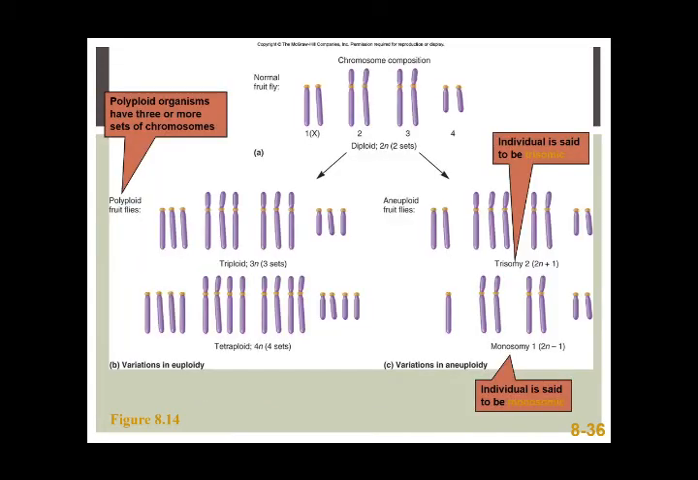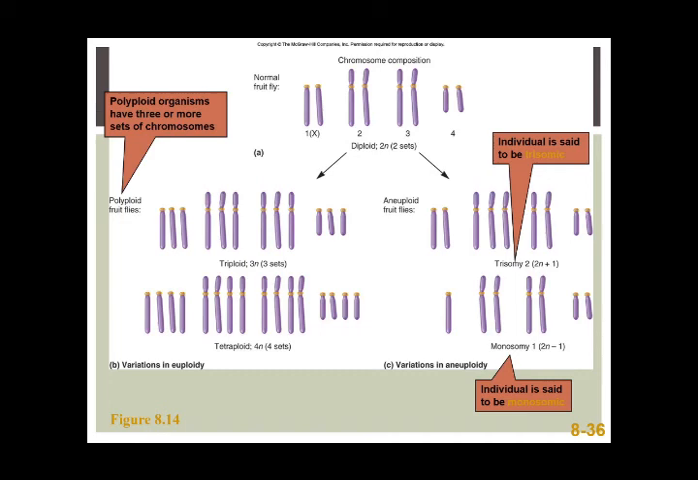In this chromosome composition of a normal fruit fly, you have diploid 2n, which is 2 sets. You have 1 chromosome for sex, and then you have 2, 3, 4. All of these are autosomes. So for 2n, how many do they have? They have 8. But in this case, for polyploid fruit flies, some of them would have 3n, which is 3 sets. So how many do they have? 3, 6, 9, 12. So they now have 12 chromosomes because they have another set.